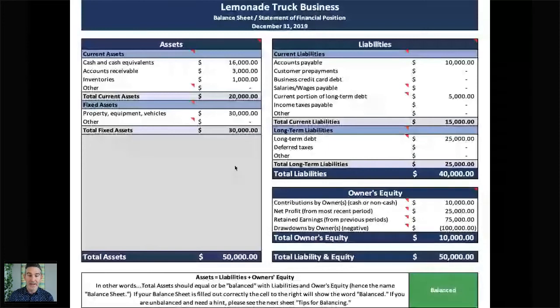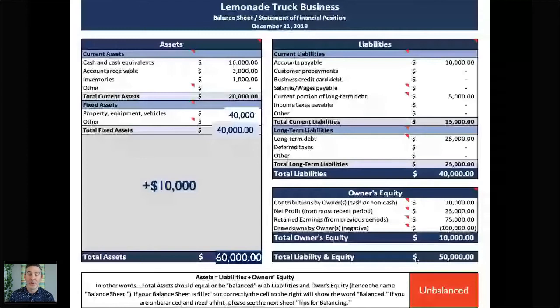Okay, so we have our $10,000. Now instead of $30,000 in property, equipment, and vehicles, we're at $40,000. So we've added $10,000 to the balance sheet. Updating, our fixed assets are now $40,000, our total assets are $60,000, and now we are out of balance because we have 60 down here on the left and we have 50 down here on the right.